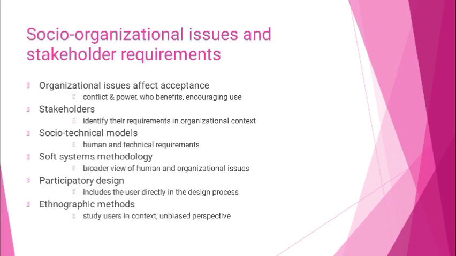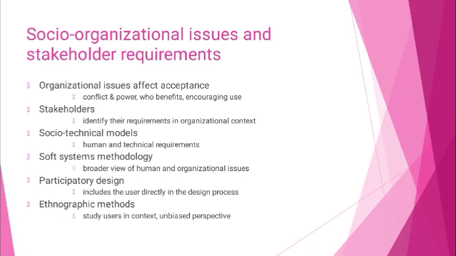And the next one is socio-organizational issues and stakeholder requirements. Social organization is a pattern of relationships between and among individuals and social groups. The characteristics of social organization can include qualities such as the composition, spatio-temporal cohesion, leadership, structure, and division of labor, communication systems, and so on. These organizational issues affect acceptance, and they have conflict and power which benefits and encourage user.